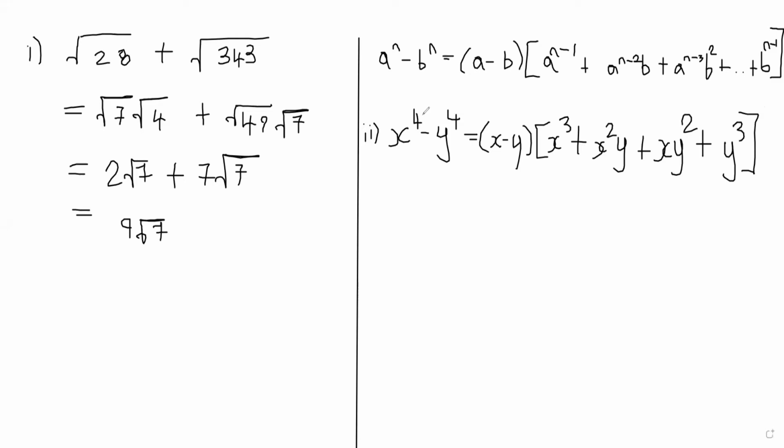Now we were supposed to divide this by x minus y. So to divide this by x minus y, look at this now. This x minus y would cancel this x minus y.